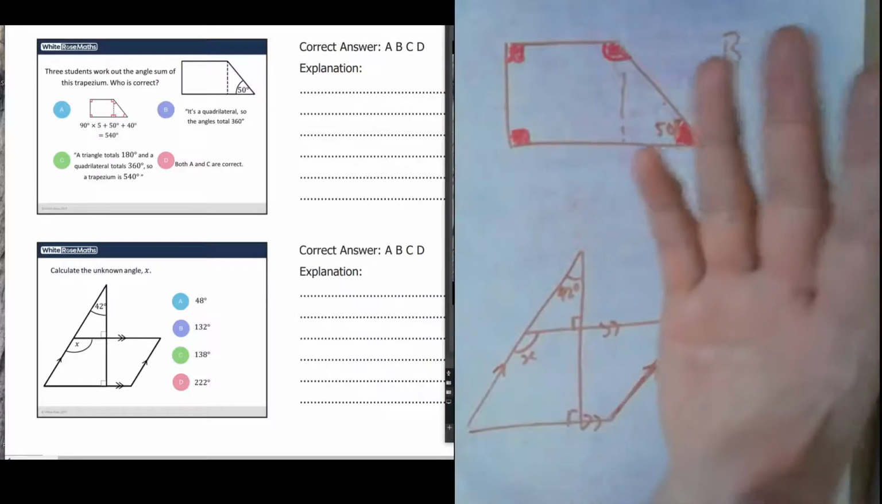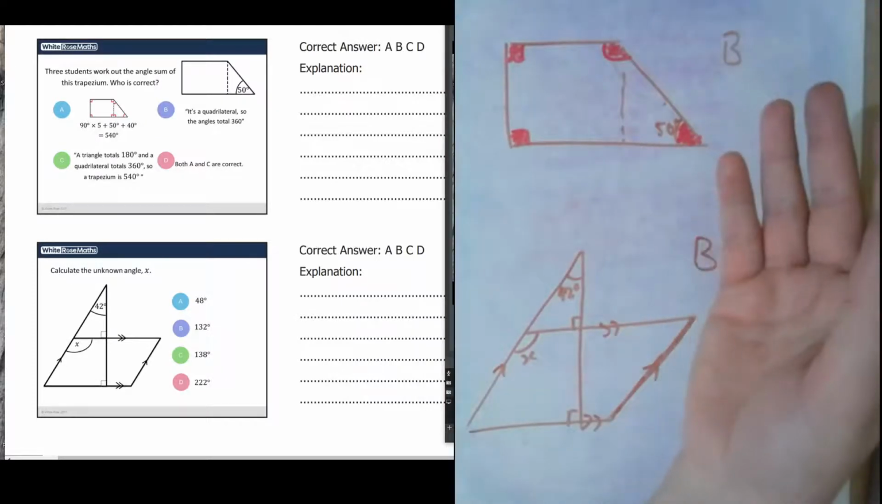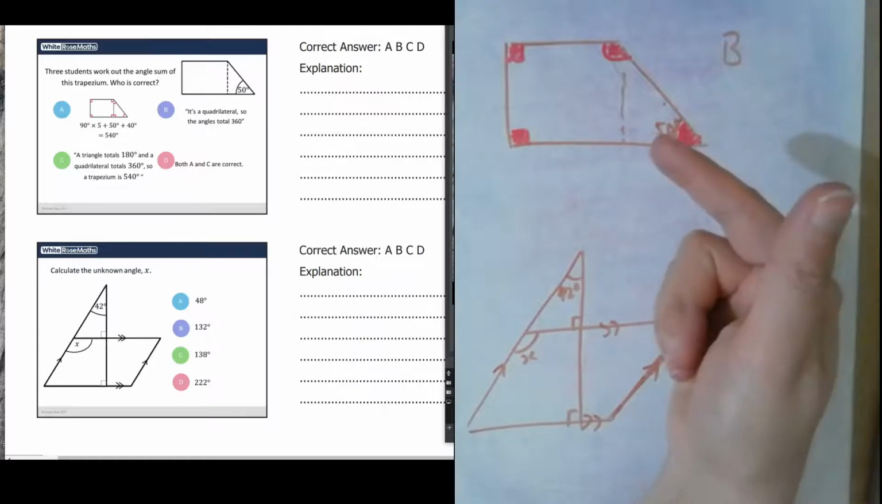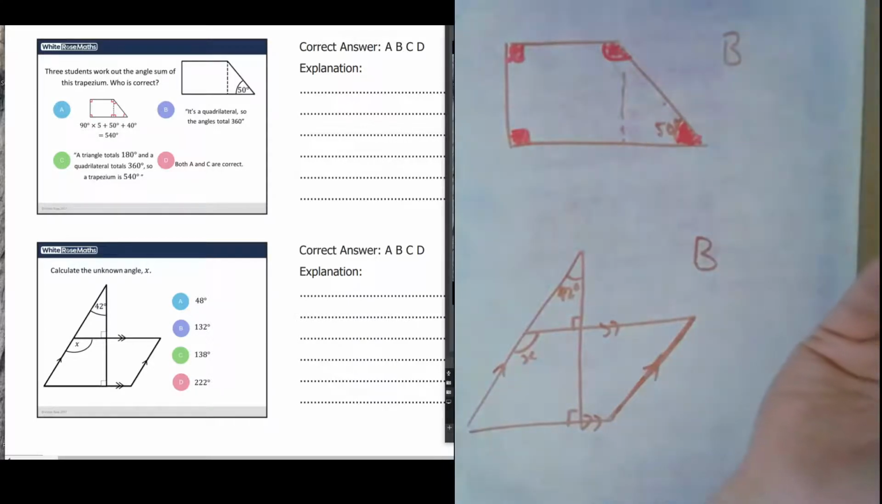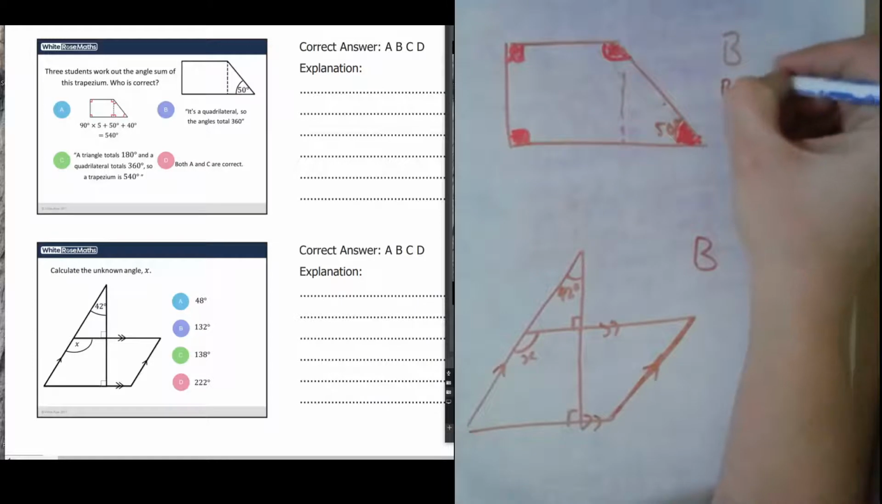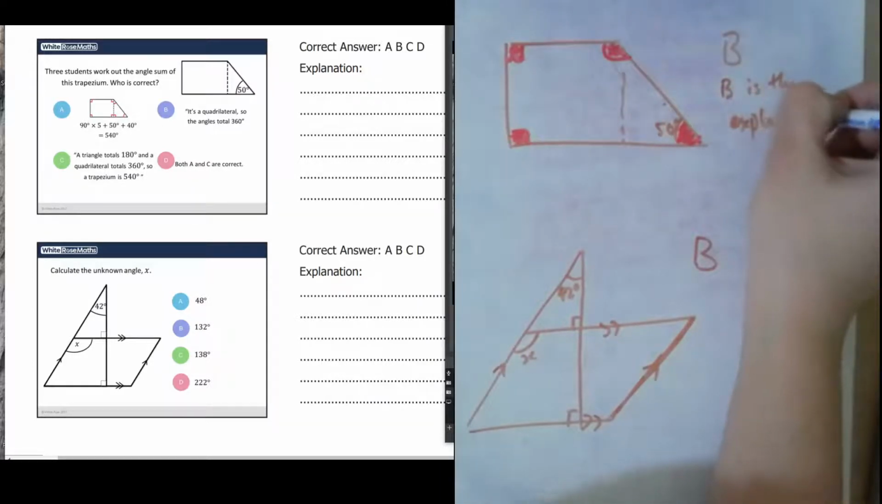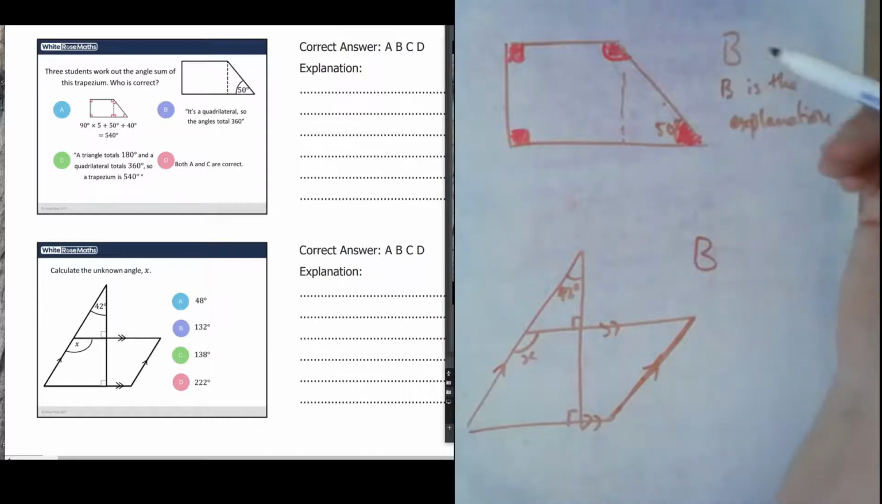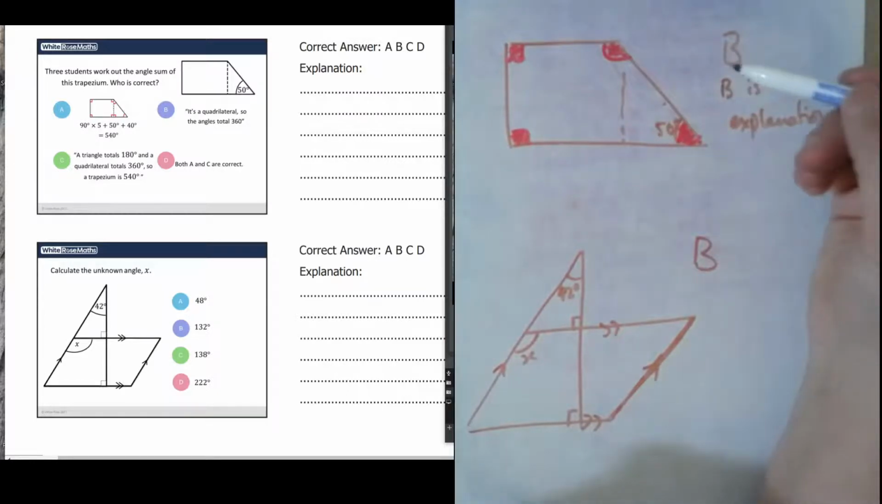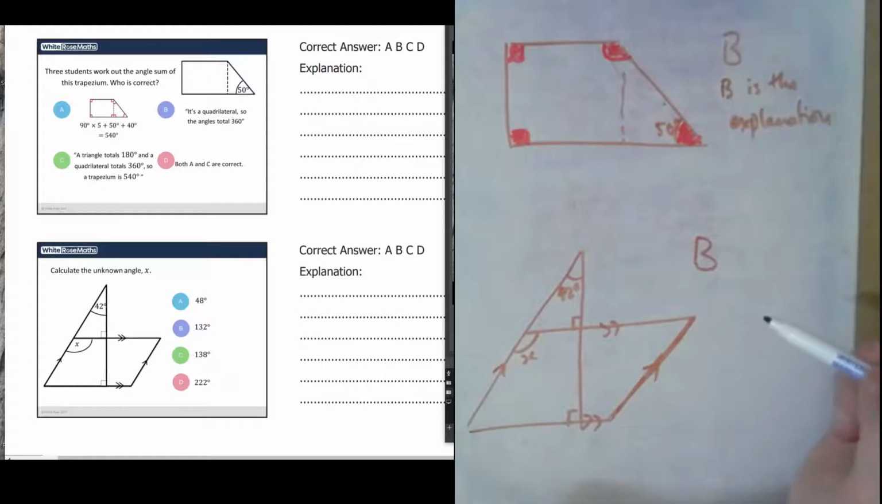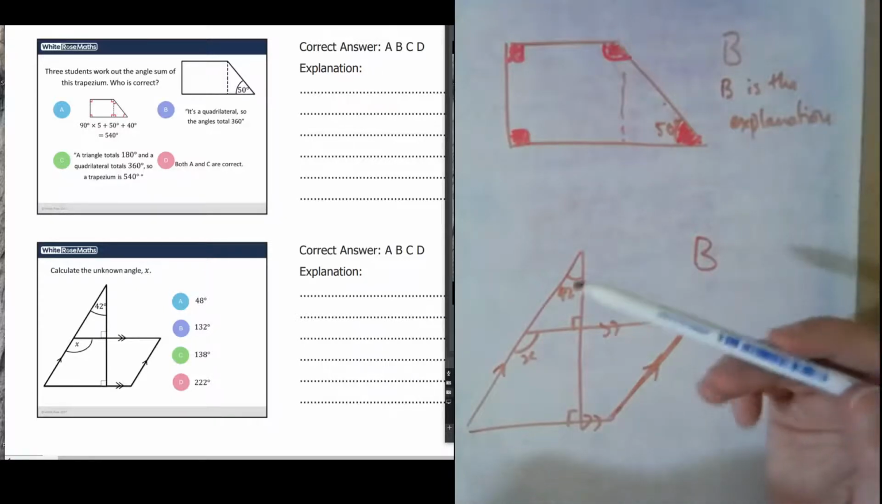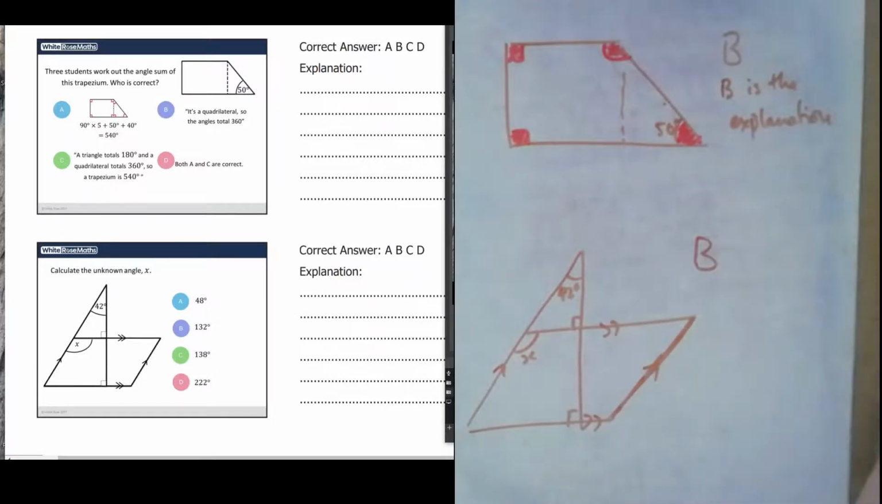But it is a very easy explanation. It's a quadrilateral, so the angles total 360. Okay, super, super easy. You don't have to worry about any other explanation bar that. So B is the explanation, because angles in a quadrilateral add to 360 degrees, and it says it's a quadrilateral, so the angles total 360. Okay, for this next one, again, far too much information.